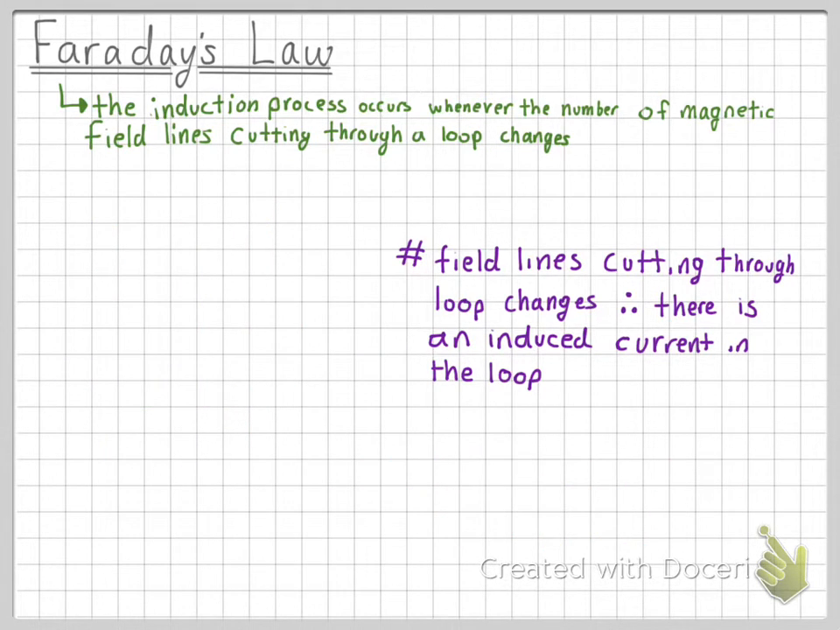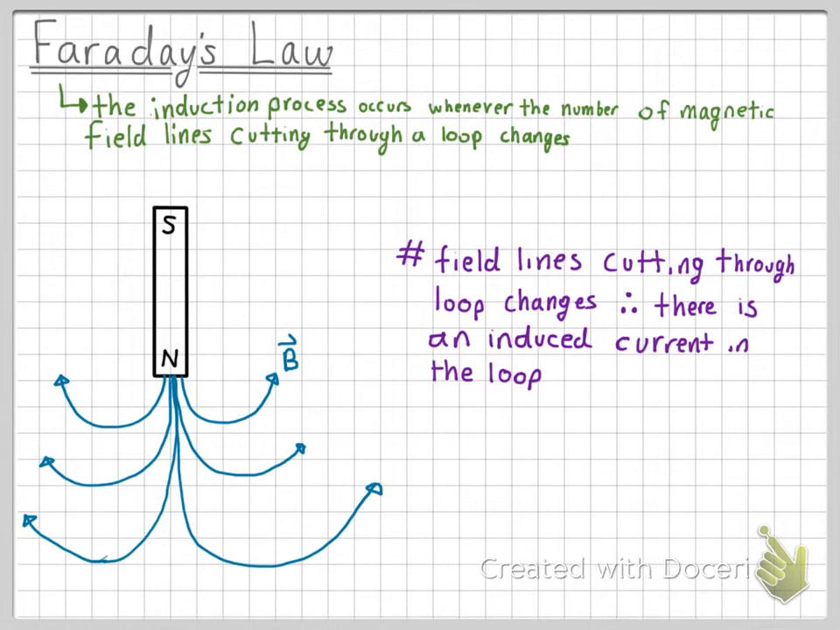So let's show another way the number of magnetic field lines cutting through a loop can change. So here's a bar magnet with several magnetic field lines coming out of the North Pole, and they will eventually enter the South Pole. We will introduce a conducting loop close to the north end of the magnet. Notice how there are 6 magnetic field lines cutting through it.